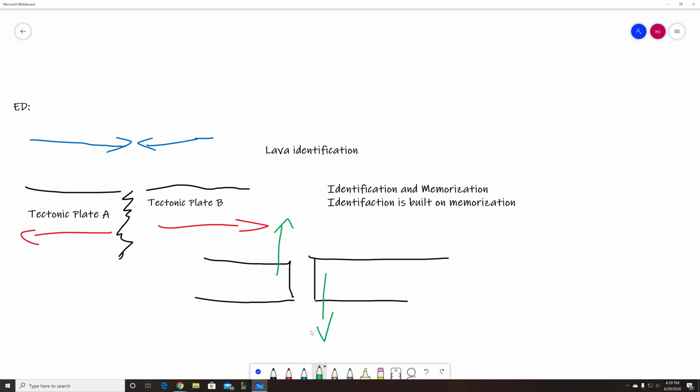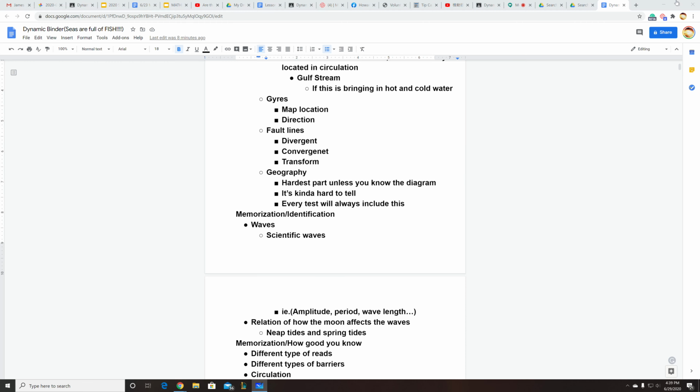You don't really need to know what transform is, because you can just say it's not divergent, it's not convergent, so it's transform. It's very easy to identify. You should all get 100 points on this.